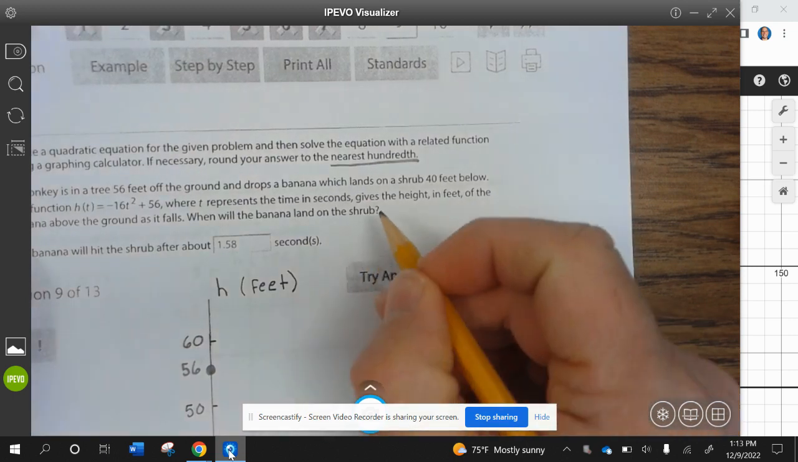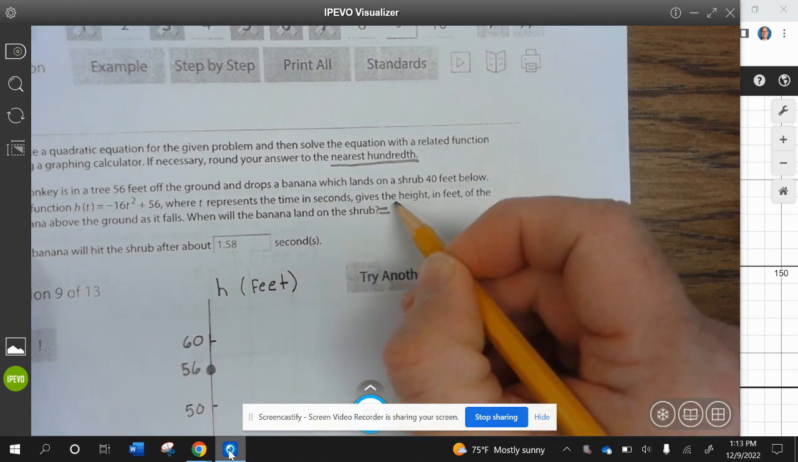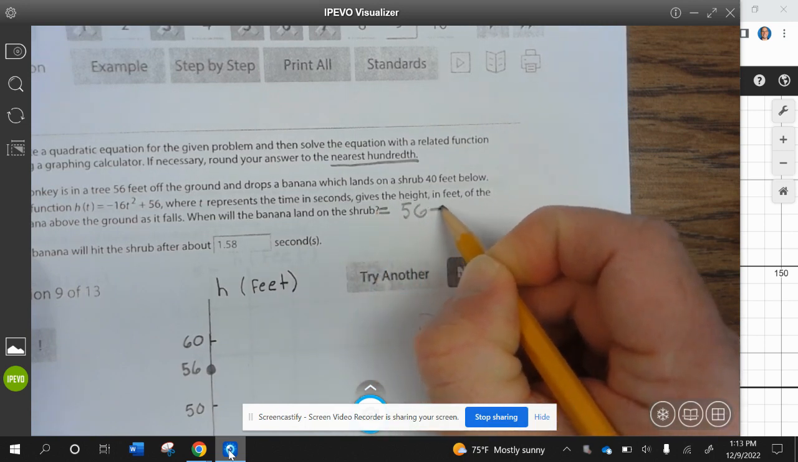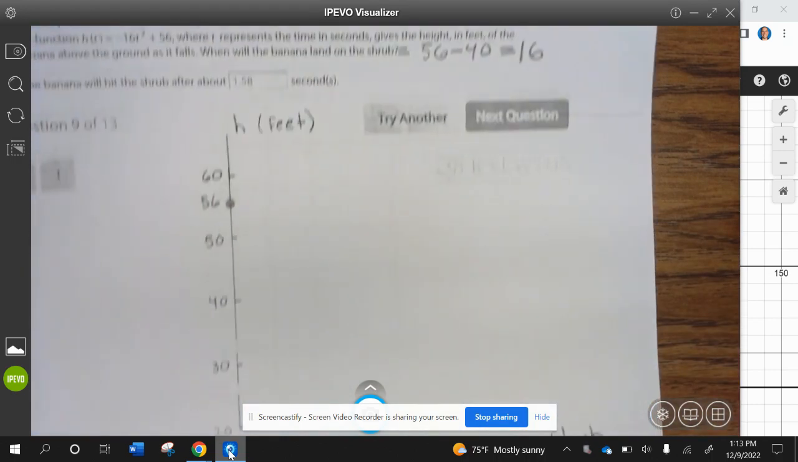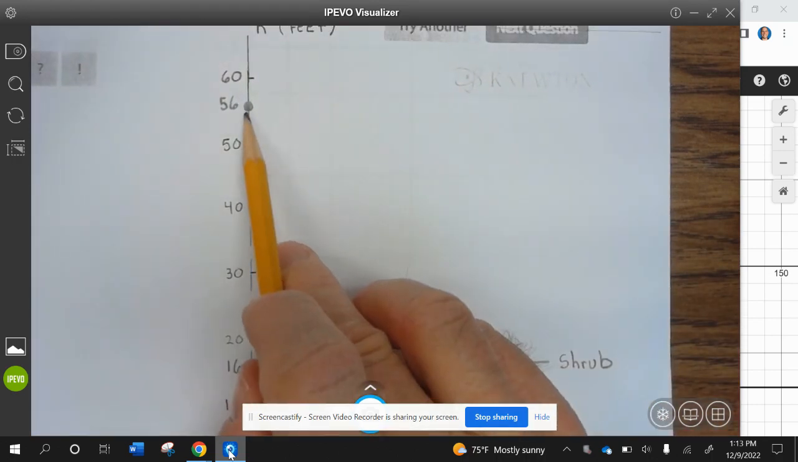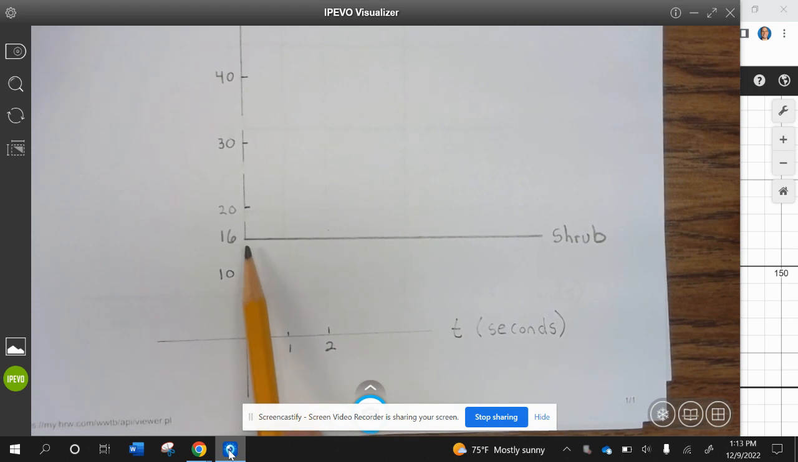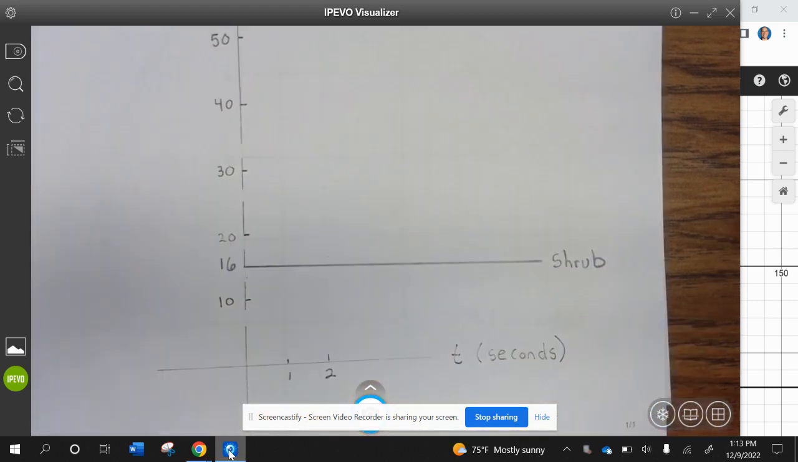shrub. So to find the shrub height, we need to take 56 minus 40 equals 16. Okay, so we know the banana starts at 56, and we now know that there's a shrub at 16.